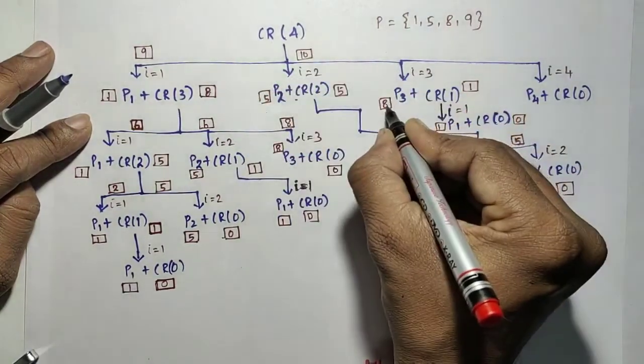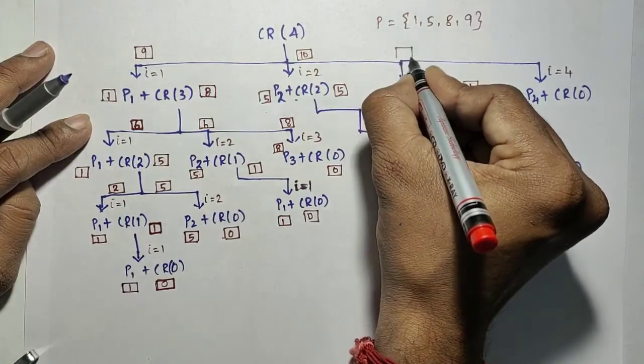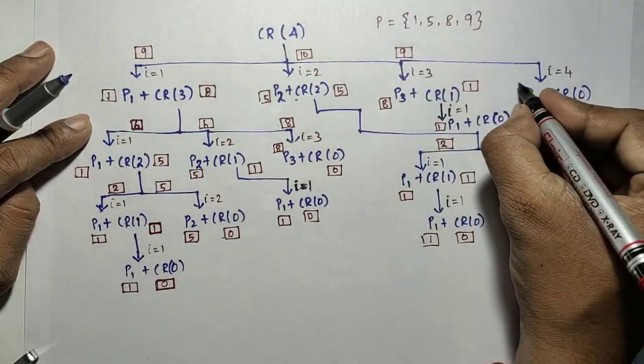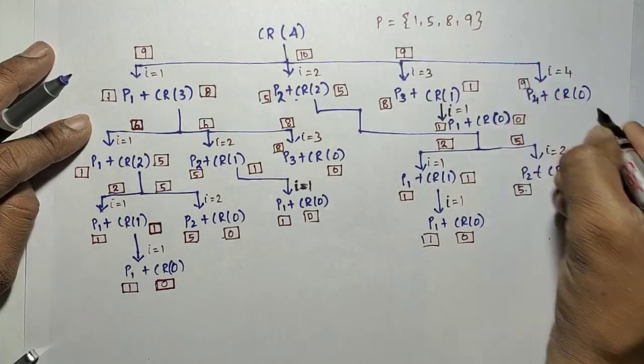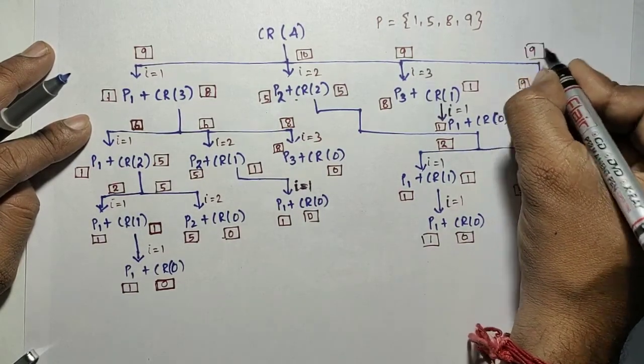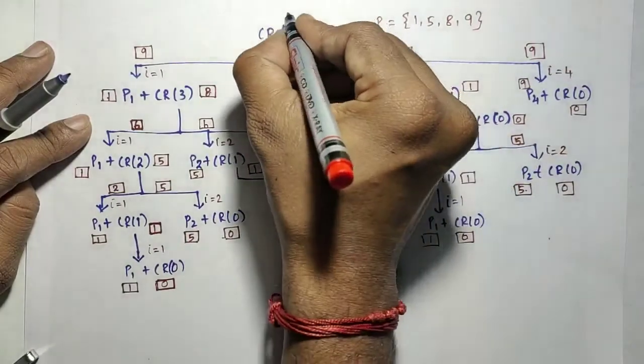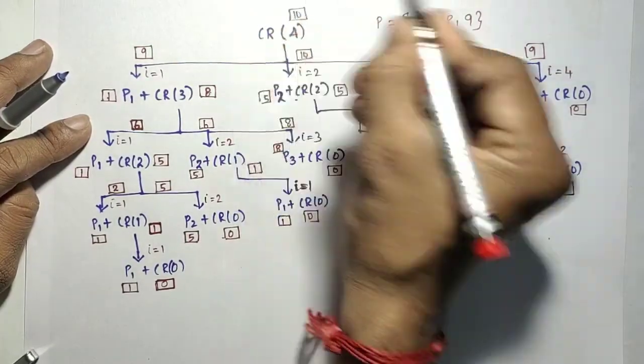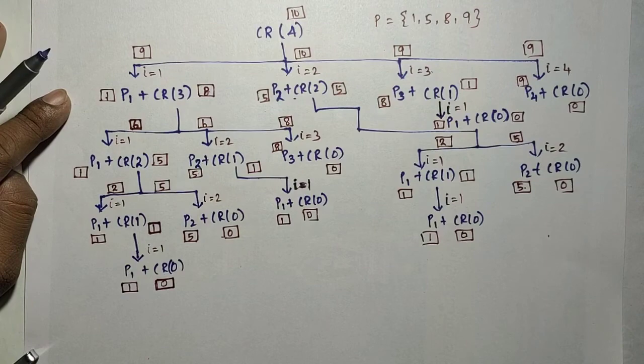For this solution, 8 plus 1 is 9. And for this, P4 is 9 and CR of 0 is 0, so 0 plus 9 is 9. Among these, the maximum is 10. So 10 will be returned for the main call. That is the solution.